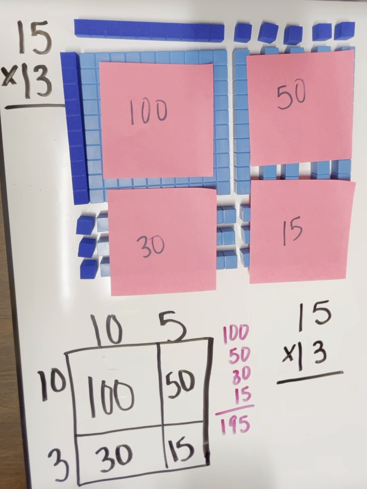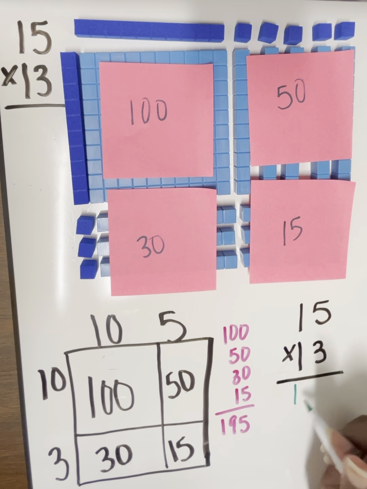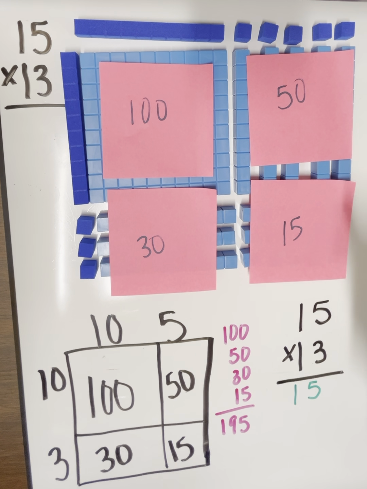So I have 3 ones times 5 ones is 15 ones. Isn't that what we saw right here? And isn't that what we have right here? This method is called partial products.